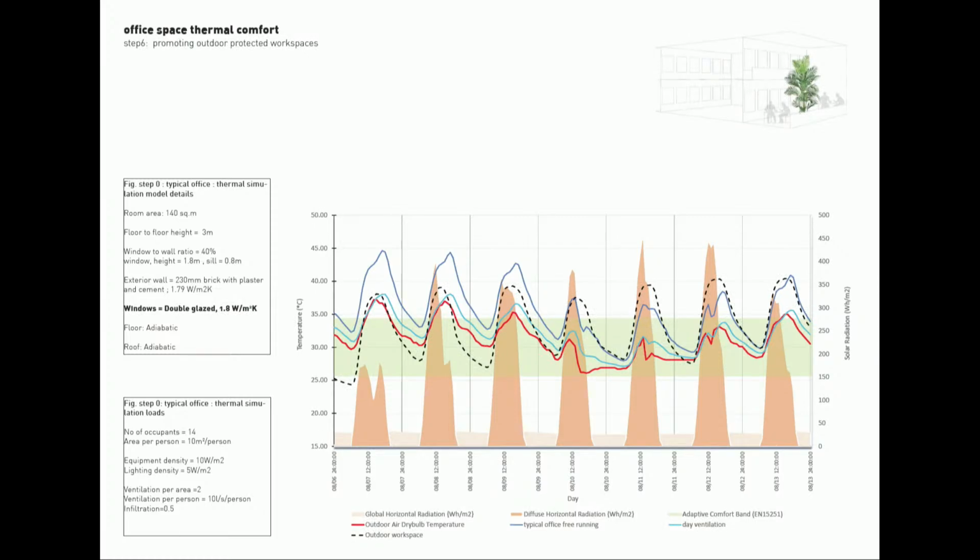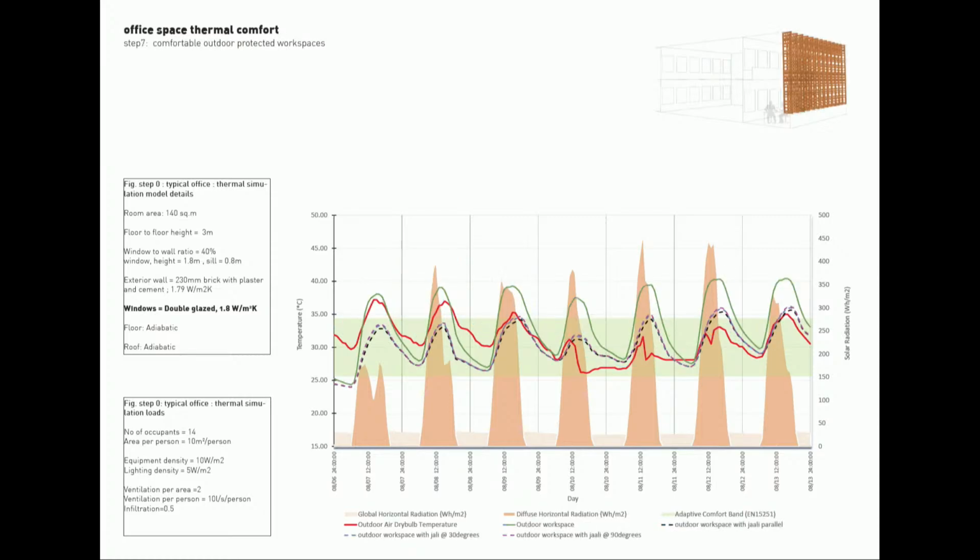Then we added protected outdoor workspaces, which is the idea of the dissertation. So I wanted to analyze how the workspace can be protected and be comfortable. Just analyzing the workspace right now, we can see that it is way above the comfort band. But when we add a jali at 90 degrees to the surface, it drops within the comfort band. So from here, we can say that jalis can be proven to be effective shading strategies for the outdoor protected space, and we will analyze this further ahead.